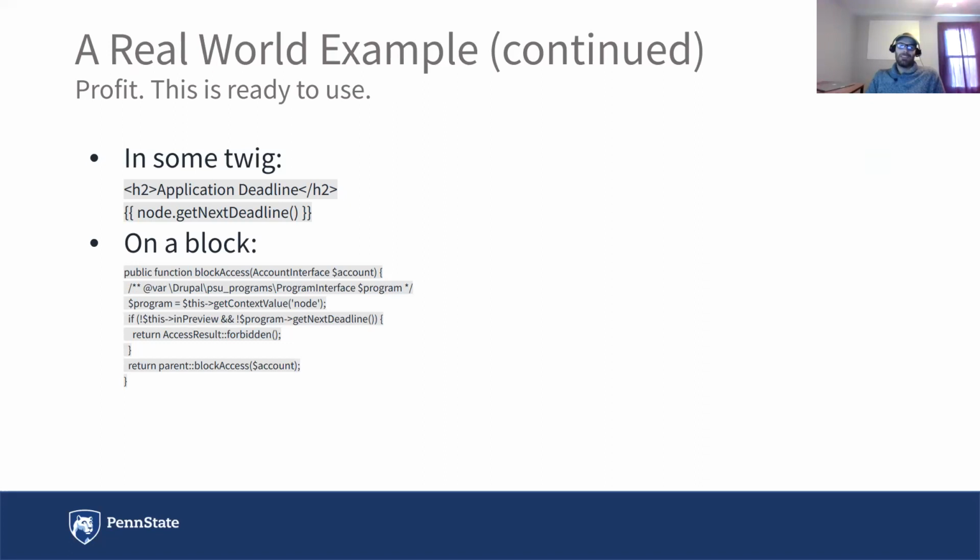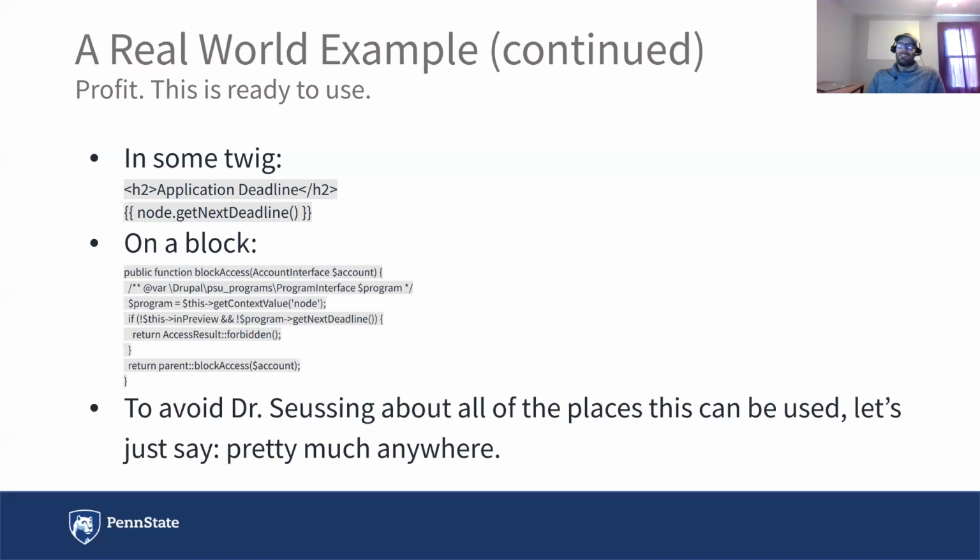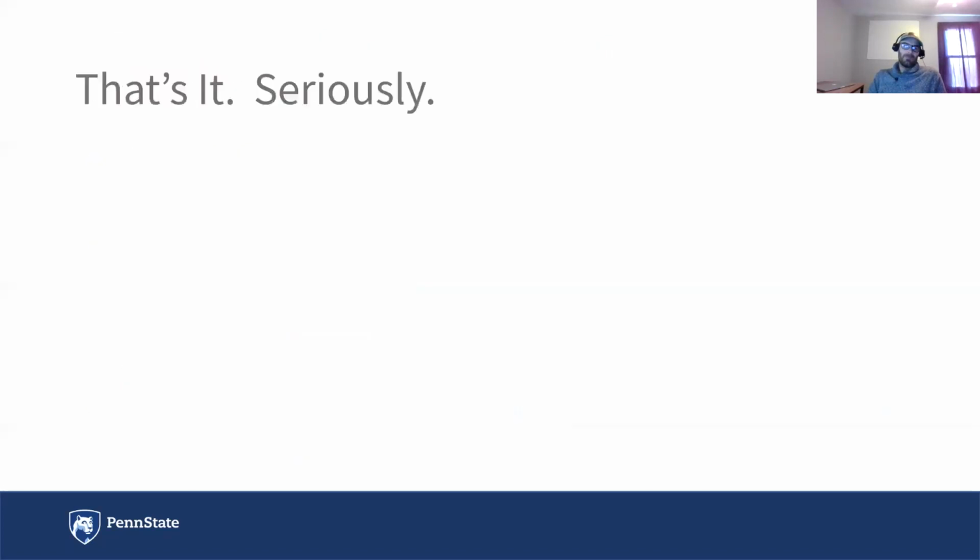We have here a block access method that actually will remove a deadline block from our site if the CRM says there's no upcoming deadline. And I won't go on to all the places we use this because, let's just say we can use it anywhere in Drupal. And that's it. That's bundle classes in a nutshell.